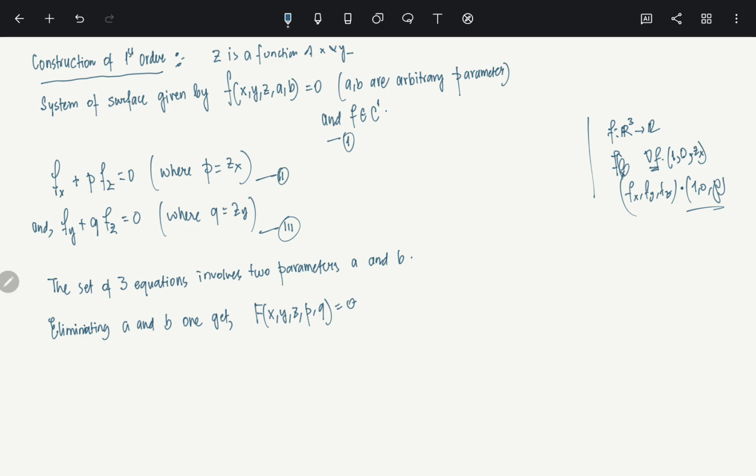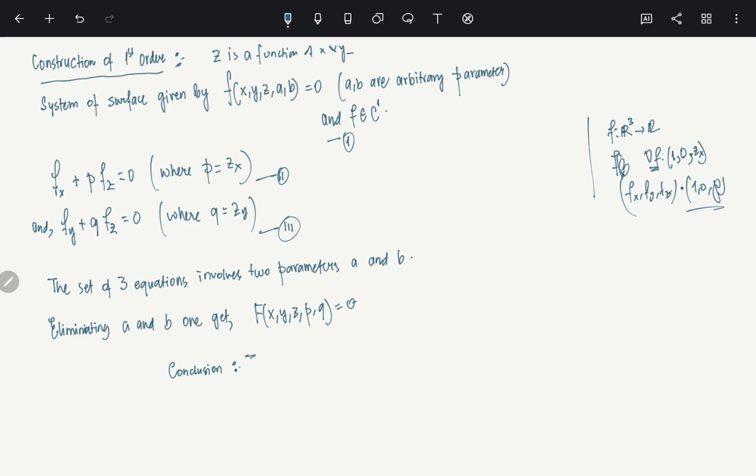See, 2 and 3 we got from 1 by differentiating with respect to x and y. 1 is a relation which contains a and b. Now you have three different relations and you have two parameters which you need to eliminate. Once you do that, you end up getting a relation containing x, y, z, p and q. So basically this is the surface that gives rise to this first order PDE.